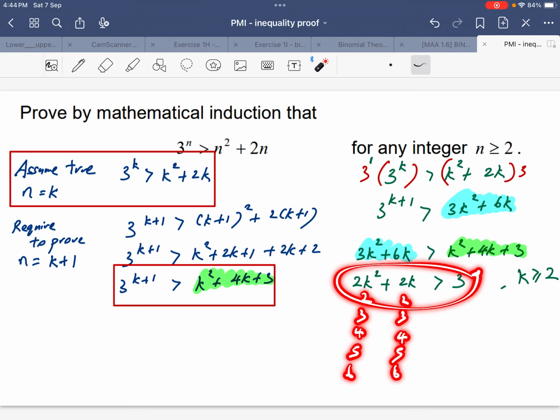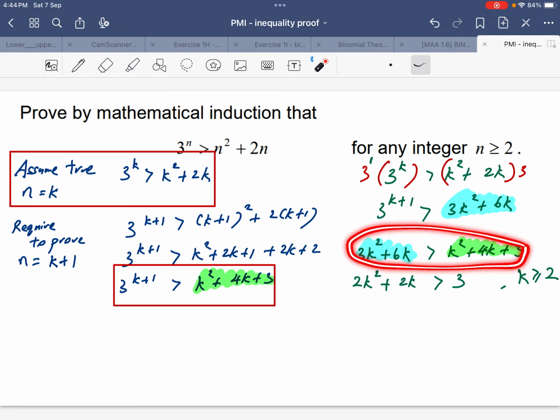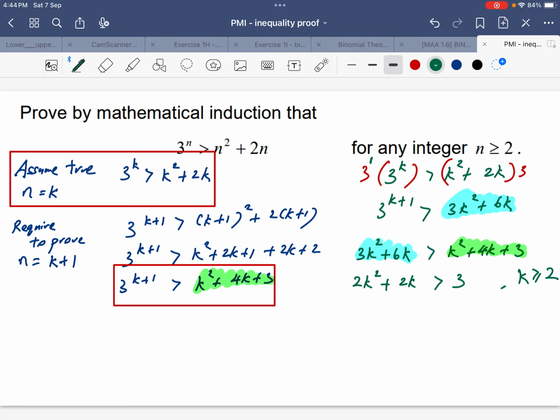Am I making sense so far? As long as your k is equal or greater than 2. Make sense? So this is correct, right? Hence, this is also correct. So let me circle it. Let me put a tick. So this is correct. We have proven it. This is correct. The blue is greater than the green.